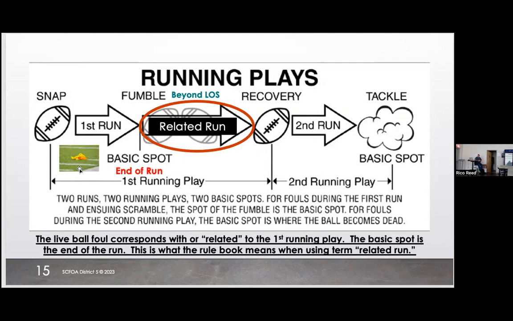Or it could be a foul that occurred while the ball is loose. And so either way, that foul, this flag, that foul corresponds to the first running play. So it doesn't matter if it occurred before the end of the run, i.e. when I lost player possession. It could occur while the ball is loose. But as long as that foul occurs prior to the start of the second running play, then that foul corresponds to the first running play. Does that make sense?